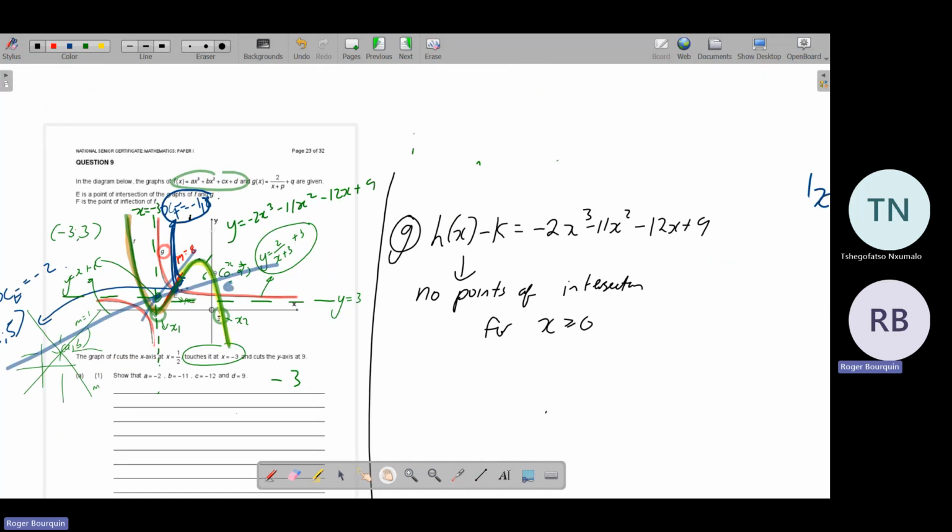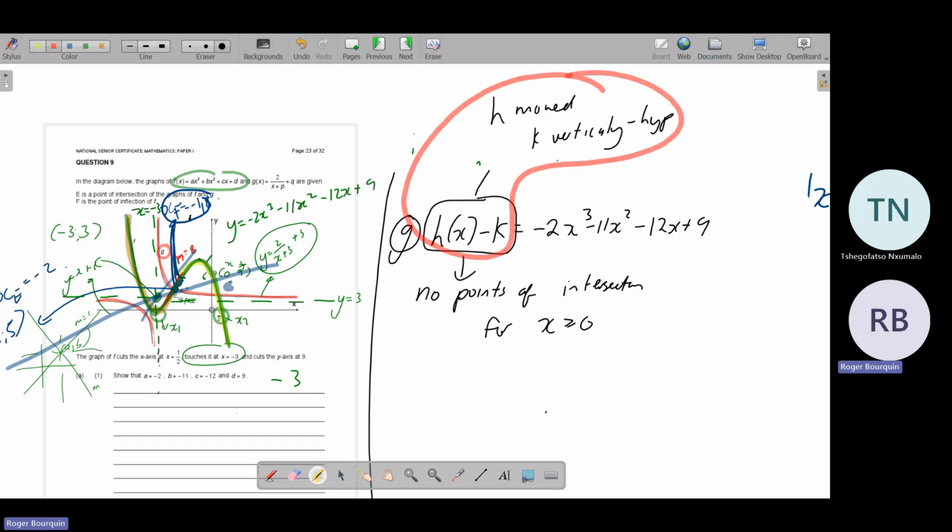What does this equation represent? This is h moved k vertically, right? Which was the parabola, which was the hyperbola? So that's got to do with the red graph. So they're saying, if you move the red graph, the hyperbola, vertically, they're saying to you, h of x. Sorry, no. Where was I?